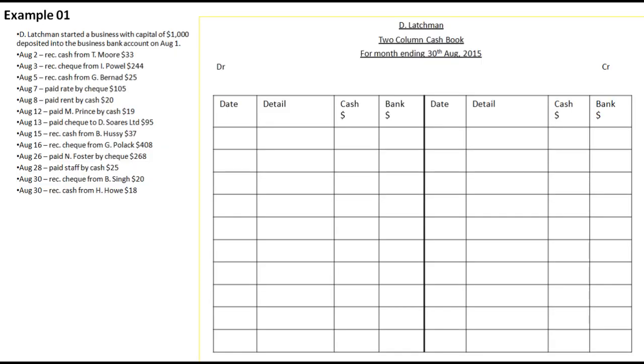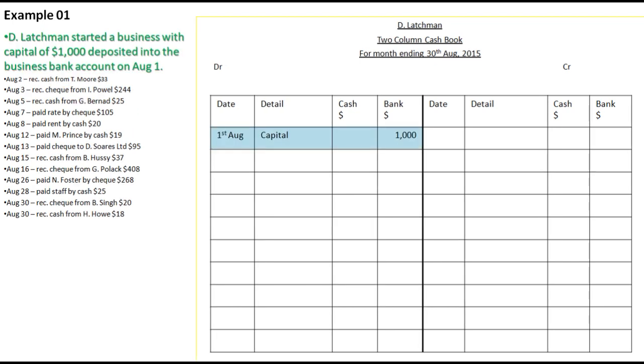Now, again, there's a reminder of how we have to prepare our cash book. We have to place the name and the various columns for the debit and credit side, which is date, detail, cash, and bank. So let's get into the first transaction. D. Latchman started a business with capital of $1,000 deposited into the bank account on 1st of August. Once somebody starts up a business or deposits money into the business, that means the business is receiving money. And once a business is receiving money, we place it on the debit side.